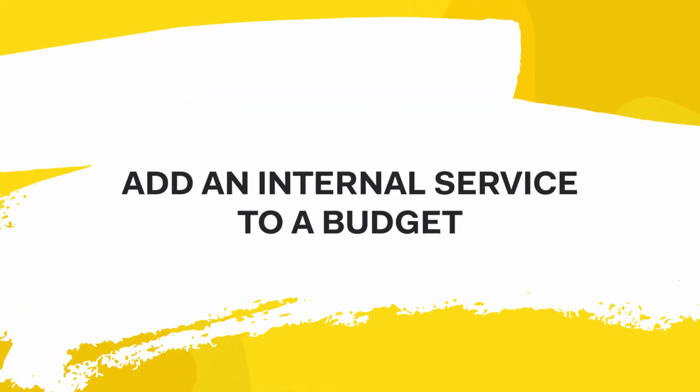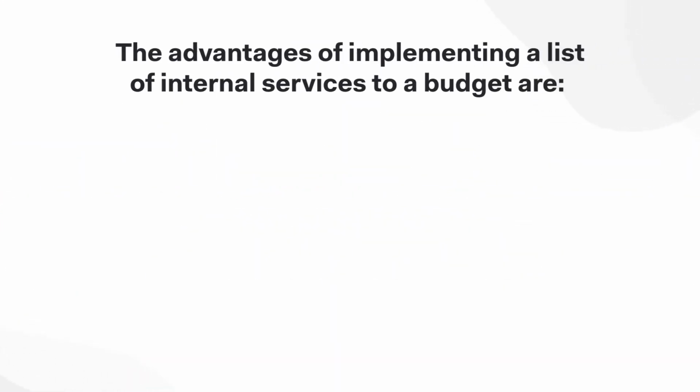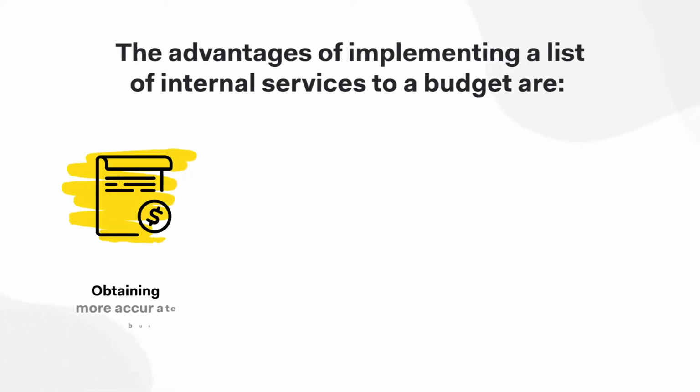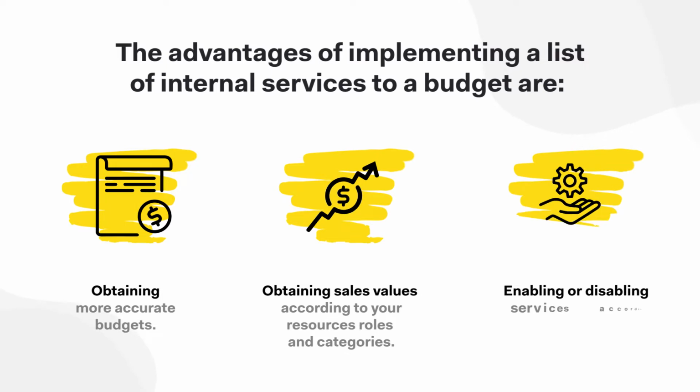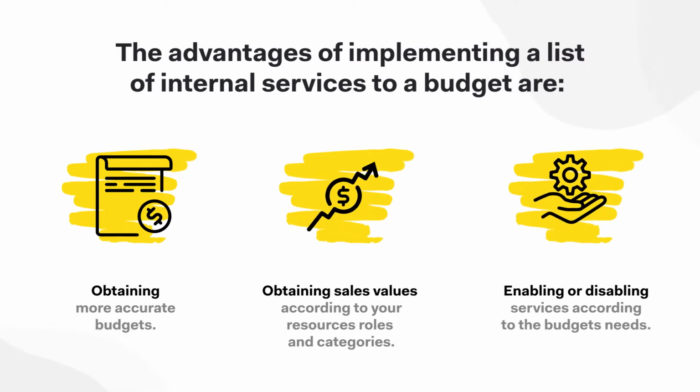Add an internal service to a budget. The advantages of implementing a list of internal services to a budget are obtaining more accurate budgets, obtaining sales values according to your resources' roles and categories, and enabling or disabling services according to the budget's needs.